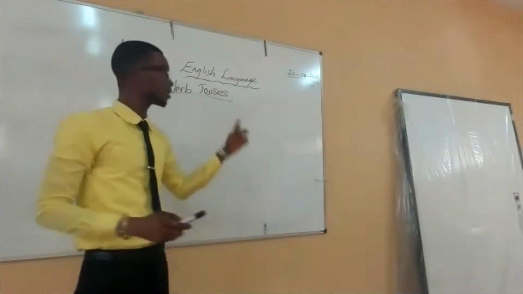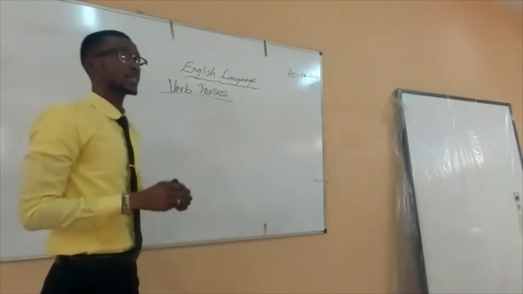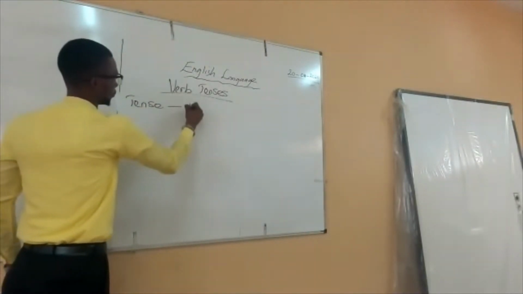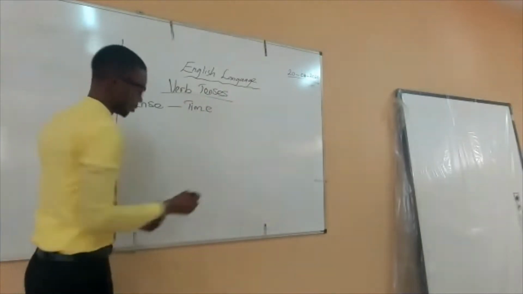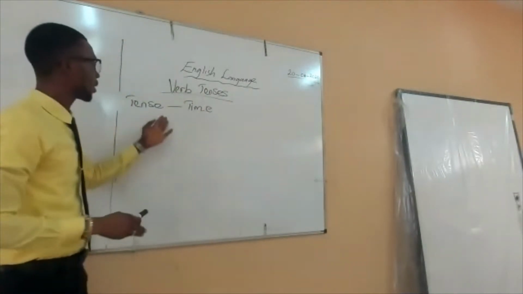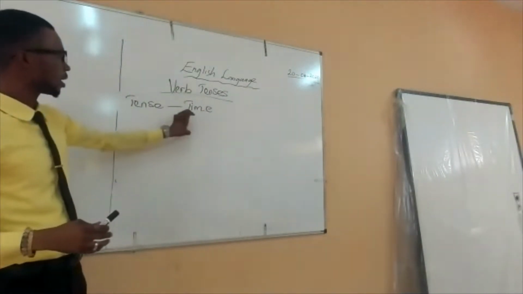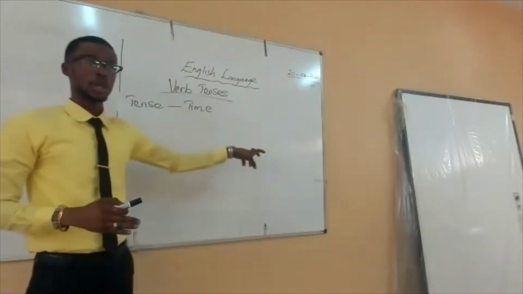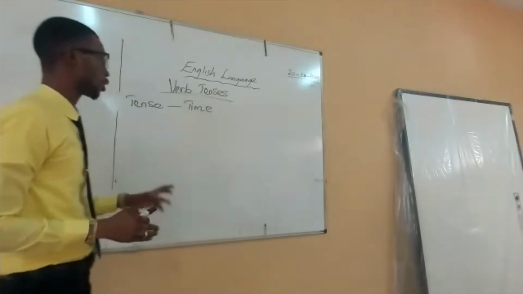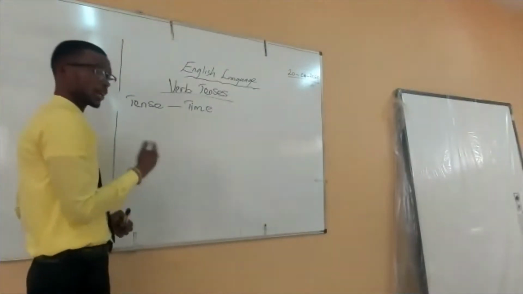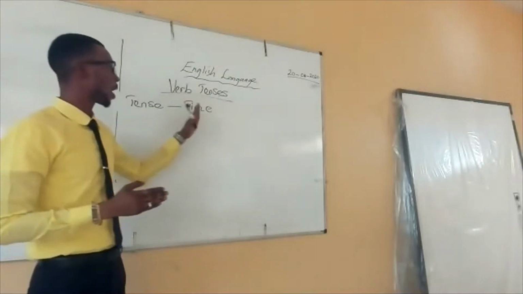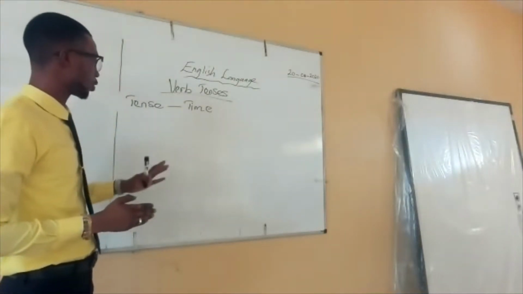When we say tenses in English grammar, tenses mean time. This is to indicate the time the action or the event occurs. And we are going to learn that there are 12 different times in the English language. That's why we are here today. We are going to learn the 12 different times in the English language.